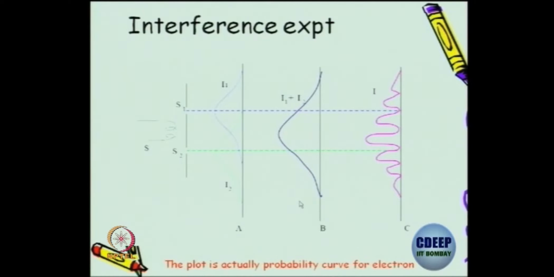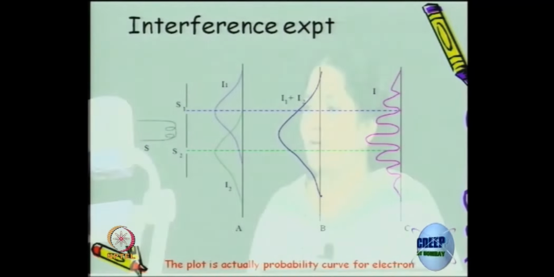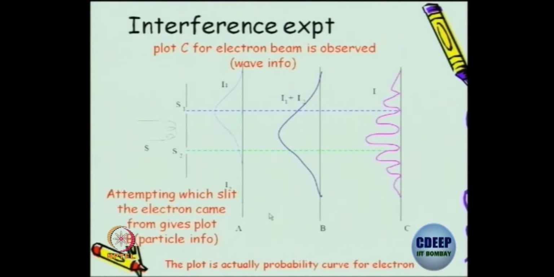Okay. So, this was done even for the electron beam, not only for the photon, the electromagnetic field. Of course, you could do this, but this is done for the electron beam, and it was proven that it has wave nature besides being a particle. So, attempting to find which slit the electron came from gives plot B, which is the particle info, and either particle or wave nature can be observed, is what I have tried to give you from this plot. Plot C gives the electron beam, which is the wave info.